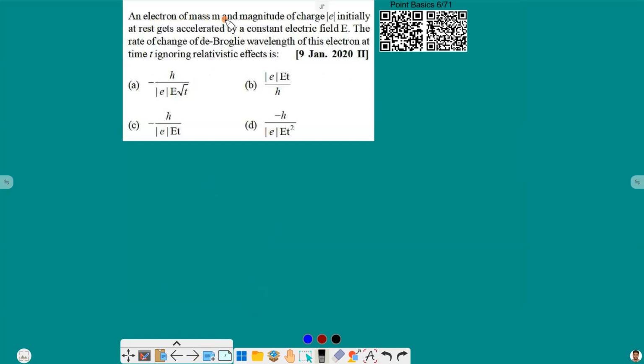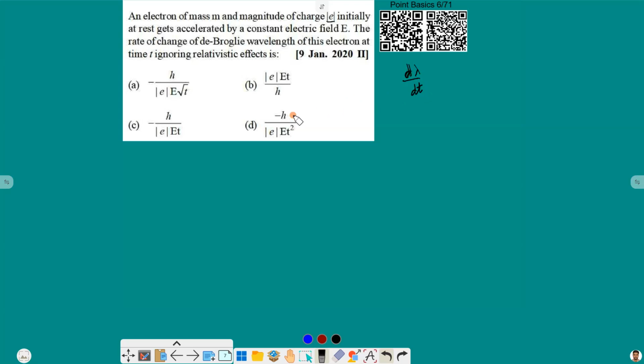An electron of mass m and magnitude of charge e, initially at rest, gets accelerated by a constant electric field E. What is the rate of change of de Broglie wavelength for this electron at time t, ignoring relativistic effects? So we have to find the rate of change, which means we have to find d lambda by dt. That is the required value we want.